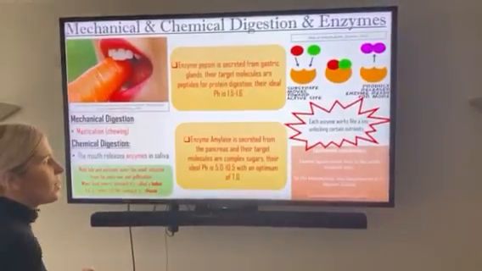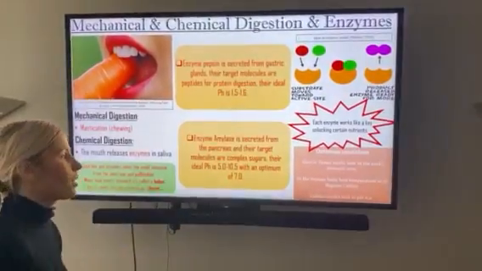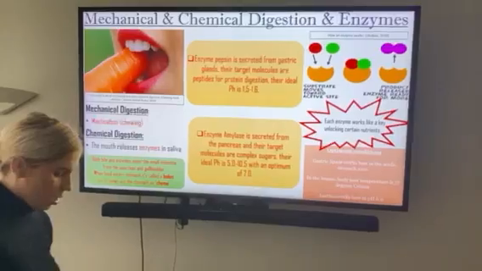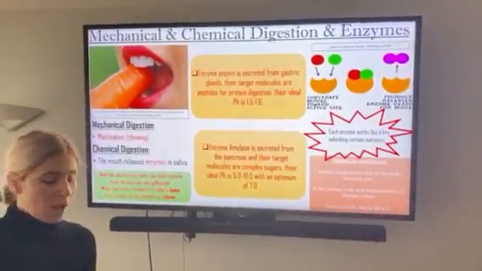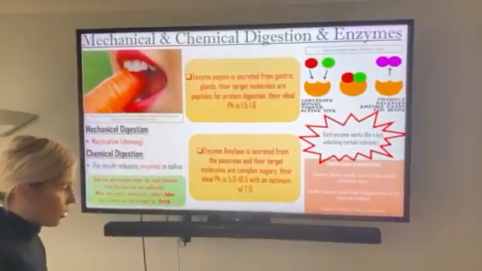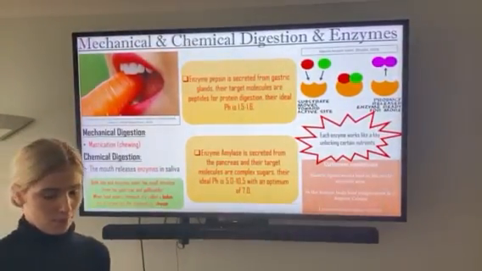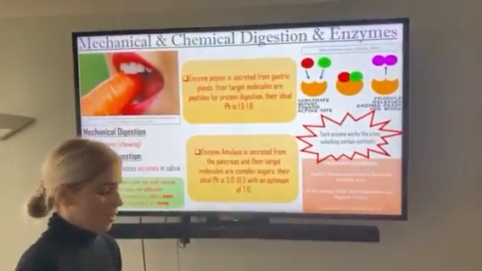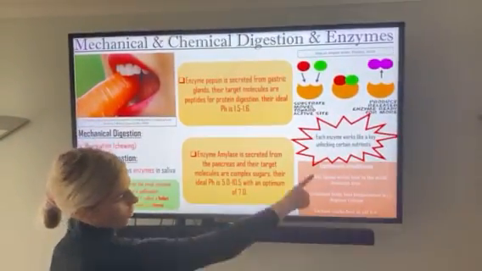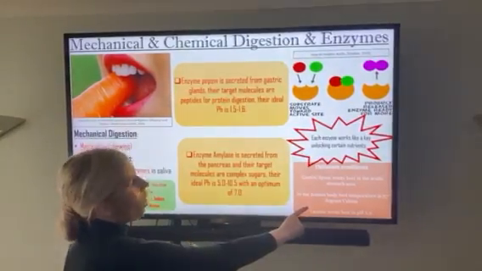Another example is the enzyme pancreatic amylase, which is secreted from the pancreas, and their target molecules are complex sugars, such as turning starch into maltose. And the ideal pH is 5.0 to 10.5 with an optimum of 7.0. So all enzymes have optimum conditions at which they work best. I've listed a few examples of what that might look like here.